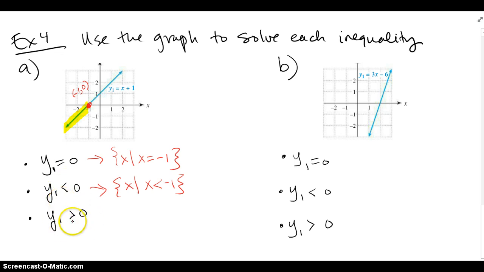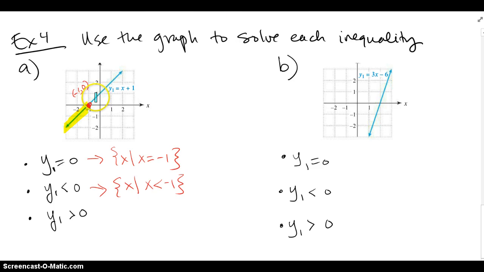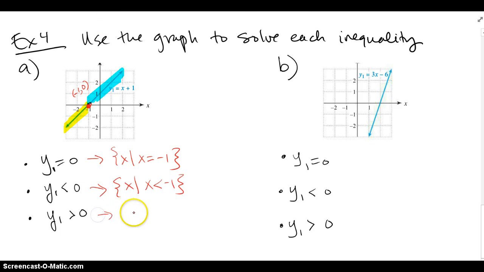Similarly, when are the y values positive? When are they bigger than 0? So if I look at my graph, right here, all the y values are bigger than 0, they are positive. When do those occur? Well, they all occur on these x values that are to the right of -1. So all these x values contribute to those positive y values, which means the solution to when y is positive is x such that x is greater than -1.